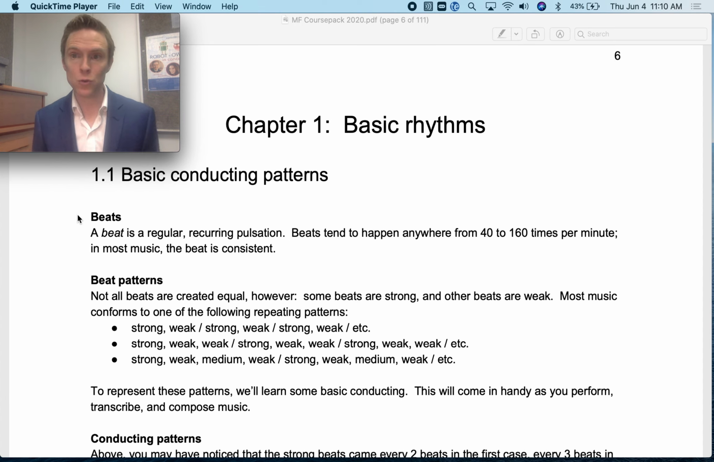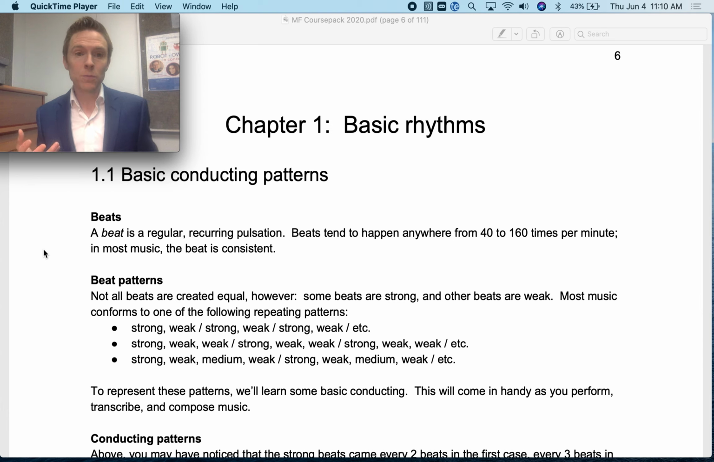Sometimes if you're listening to a pretty slow song, the beats might happen at this rate of speed. So consistent but slow. Other times, if you're listening to an up-tempo song, then the beats might go by much more quickly. So something like this. Now, in most music that you're listening to, the beat indeed is consistent. So that's why we call it a regular recurring pulsation.